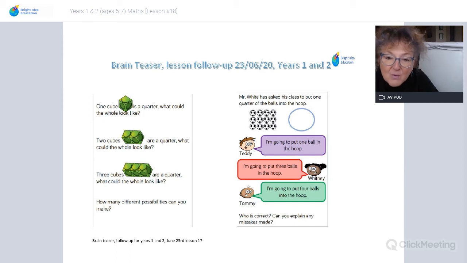Whitney is correct because 4 threes are 12. If we share those balls into 4 equal groups, you can see the columns. There are 4 columns of 3, aren't there? So 1/4 is 3 balls. Teddy, if you put 1 ball in the hoop, that would be 1/12. And Tommy, if you put 4 balls in the hoop, that would be 1/3, because 3 fours are 12. 4 threes are 12. So 1/4 of 12 is 3. 1/3 of 12 is 4.